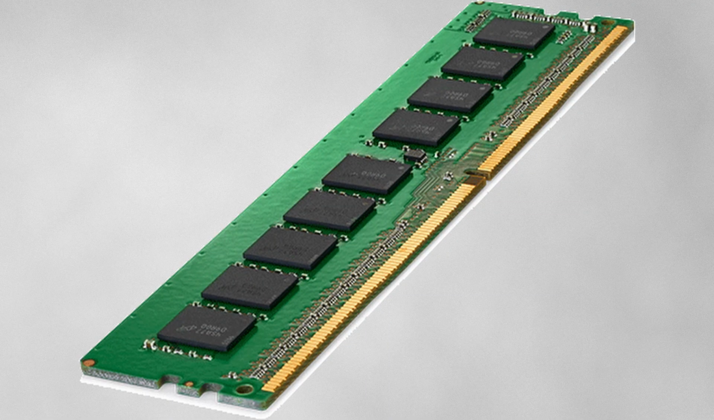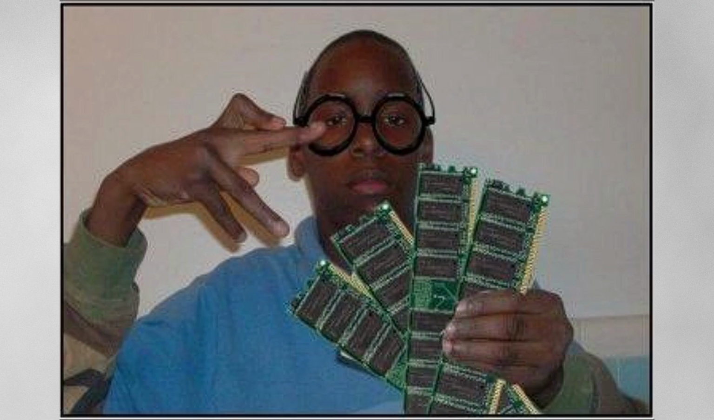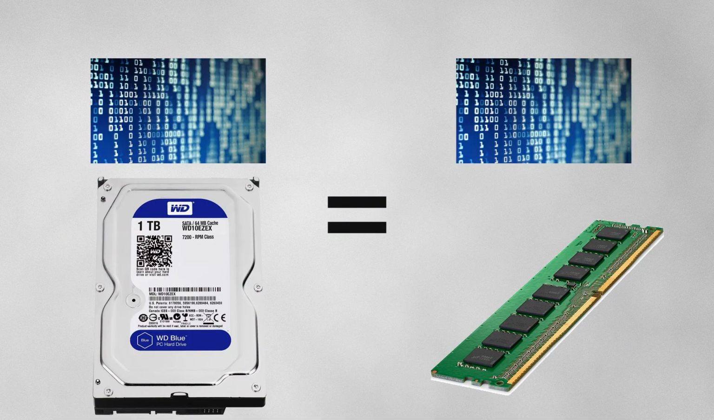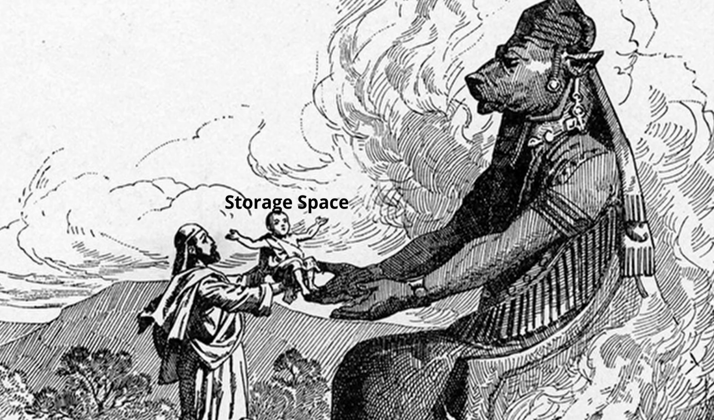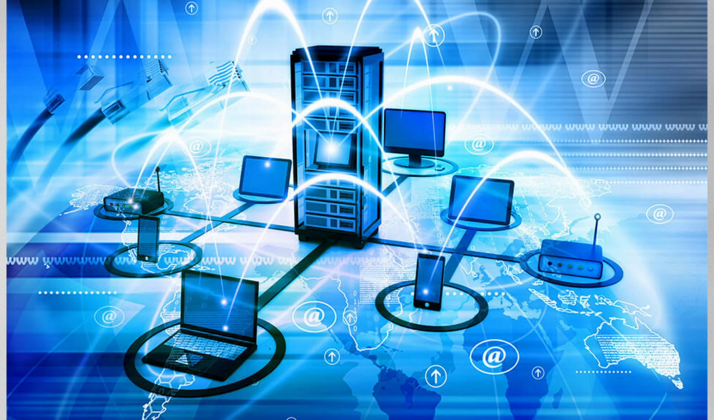That's where the RAM comes in. RAM is another form of storage. It stores the same exact data as your hard drive. But RAM sacrifices storage space for nearly instant accessibility.